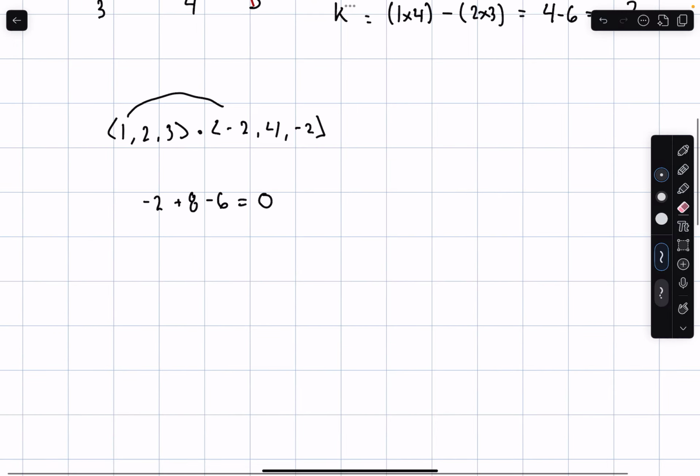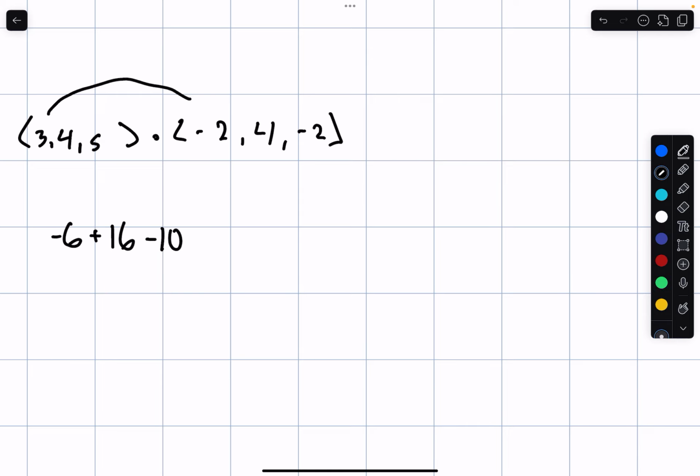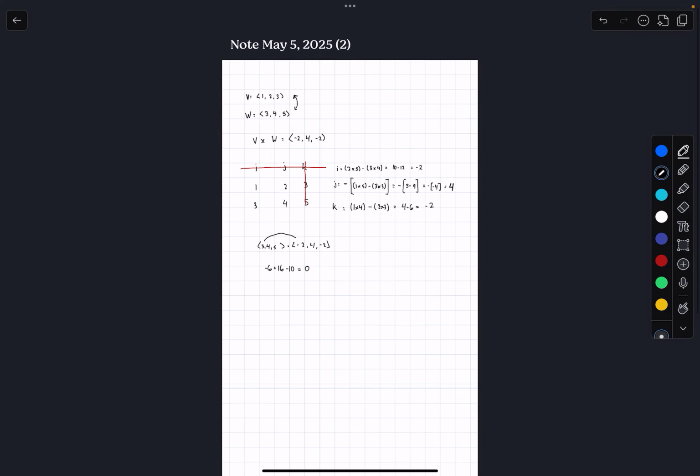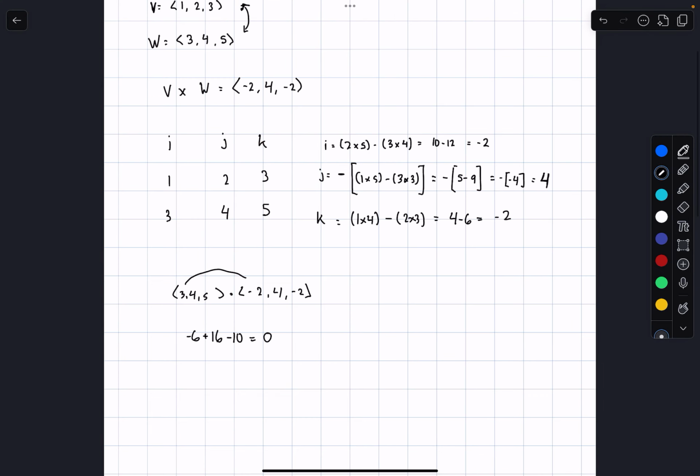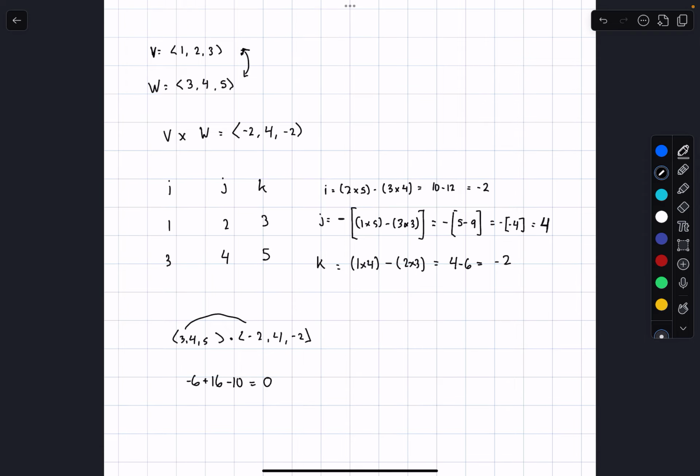And same thing, if we were to do 3, 4, 5 dotted with negative 2, 4, negative 2, we're going to get negative 6 plus 16 minus 10, which again gives us 0. So we know that we've done our cross product right. So that's a quick trick for calculating the cross product of two three-dimensional vectors.